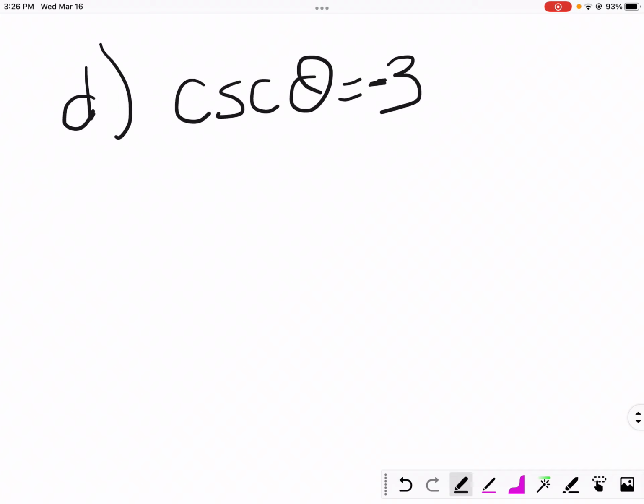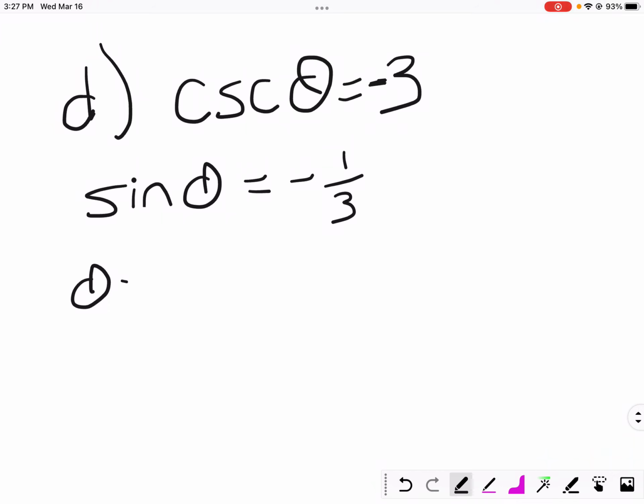This first one is actually a little bit tricky. It'll start off okay. I'm going to write this as sine theta. Whenever we see secant, cosecant, or cotangent, we change them to sine, cos, or tan. And I'm going to write this as negative 1 over 3. We write it as the reciprocal.